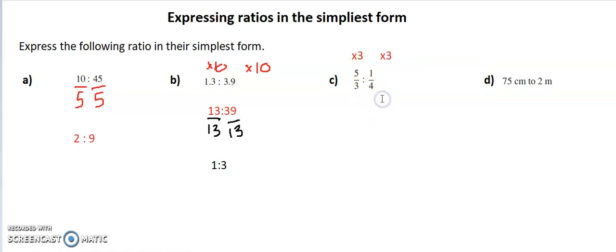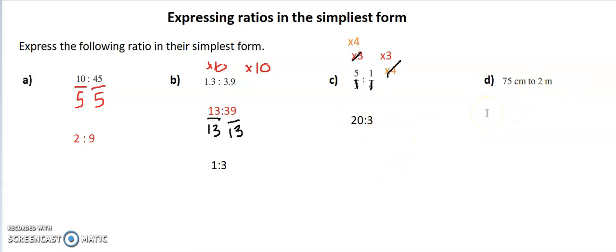Now, how do I get rid of the divide by 4? I times 4, which means I'm going to times 4 to both sides. Straight away, that tells me that if I'm dividing by 3 and I'm timesing by 3, it cancels out. If I'm dividing by 4 and I'm timesing by 4, it cancels out. And it leaves me with 5 times 4 is 20, and 1 times 3 is 3. And there's no common factor.